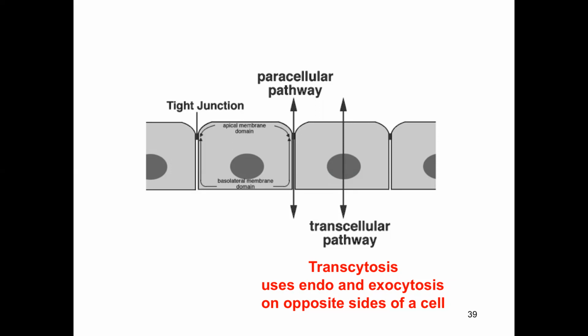Other things are going to have to go through the cells, which we call transcellular. Transcytosis uses endocytosis and exocytosis on opposite sides of the cell, but paracellular things don't need that because you're not going through the cell at all. So there are all these different things happening here, okay?